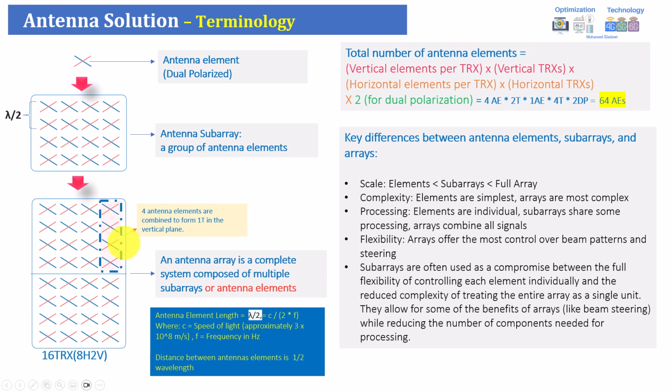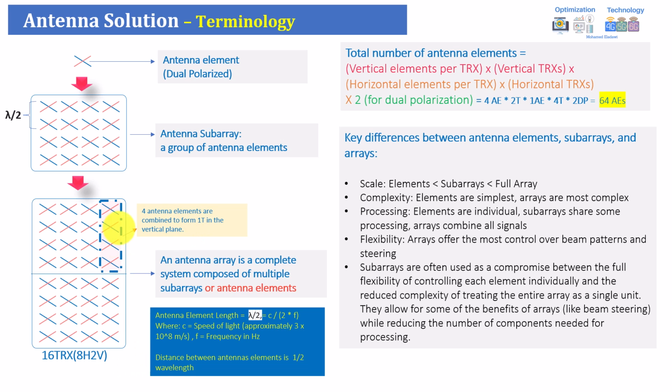And to calculate the number of antenna elements in general, there are different ways. The very easy way is to multiply 4 by 8, then multiply by 2, so it will give you 64 antenna elements. Or there is another way to calculate it, but it's a bit more complicated. For example, it mentions here how many vertical elements you have per TRX. Vertical elements, so you are speaking about this one. For example, here four antenna elements are combined to form one transmission in the vertical plane.